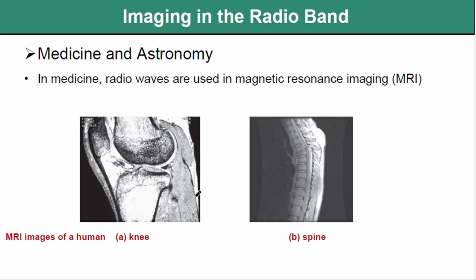This is an MRI image of the human knee. And this is the MRI image of the human spine. So by getting these images, physicians will get information regarding any abnormalities, damages or fractures present in knees or spines, so that they can give the right treatment.